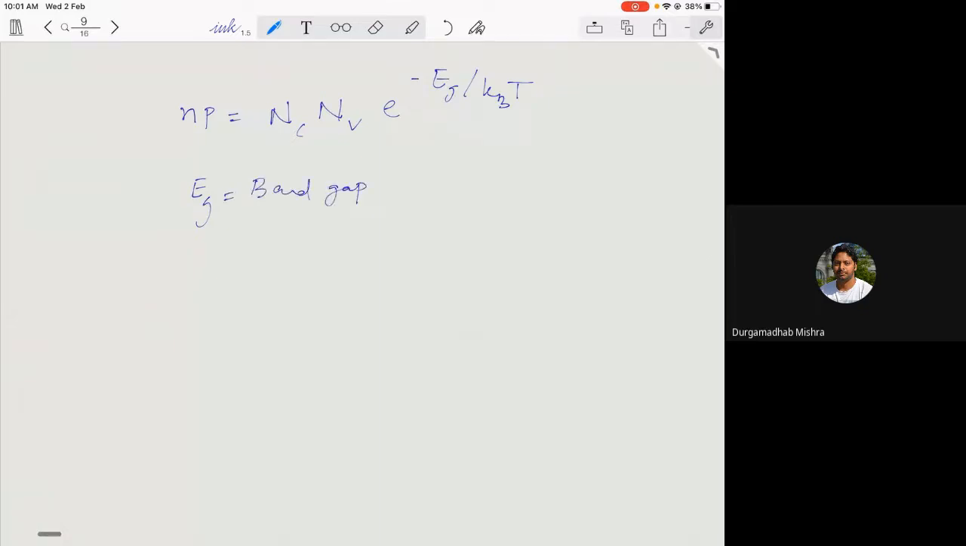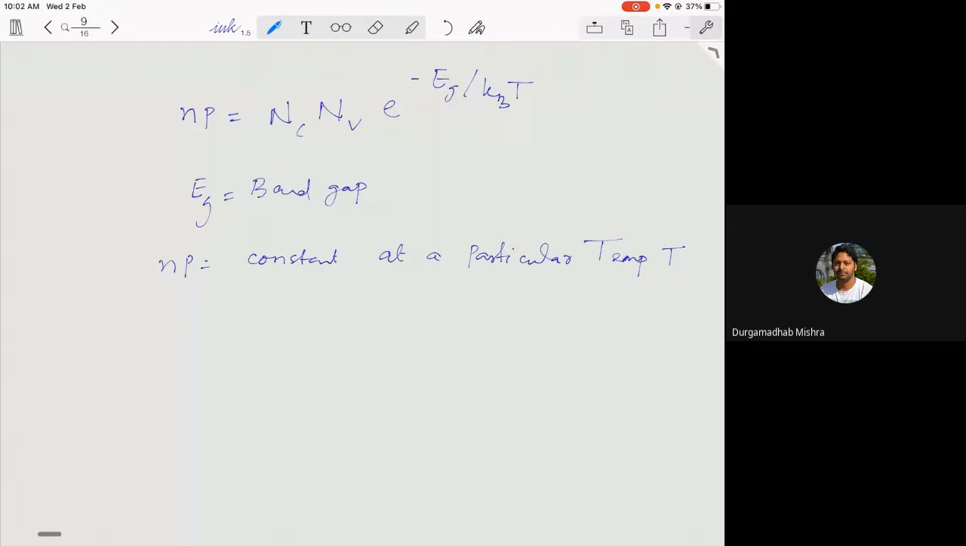So this product np is always constant at a particular temperature. And this is always true for any semiconductor material, irrespective of whether it is intrinsic or extrinsic. This product should always be constant.